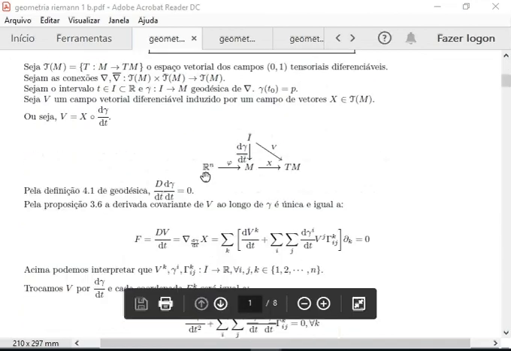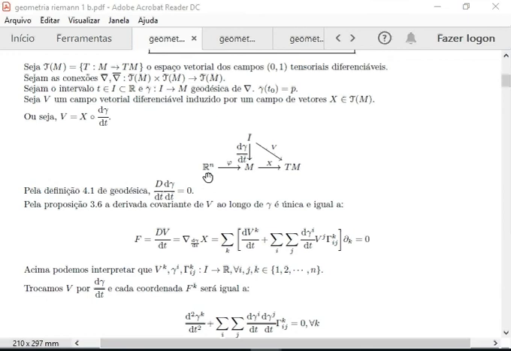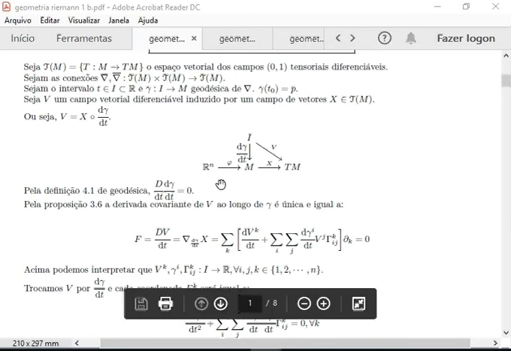Here is the schema. Several atlas in R^n by phi to M. M by X to TM. An interval, V to TM. An interval I, d gamma/dt to M. And the diagram commutes. It's not the objective here.